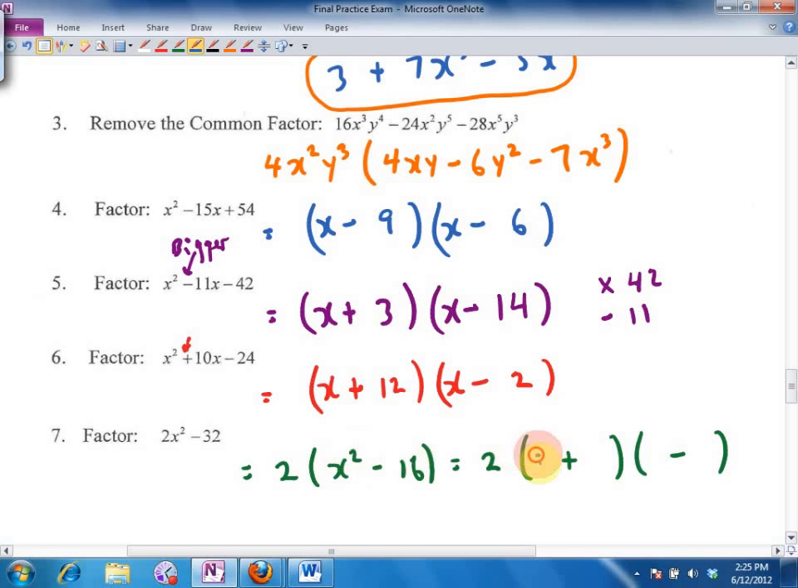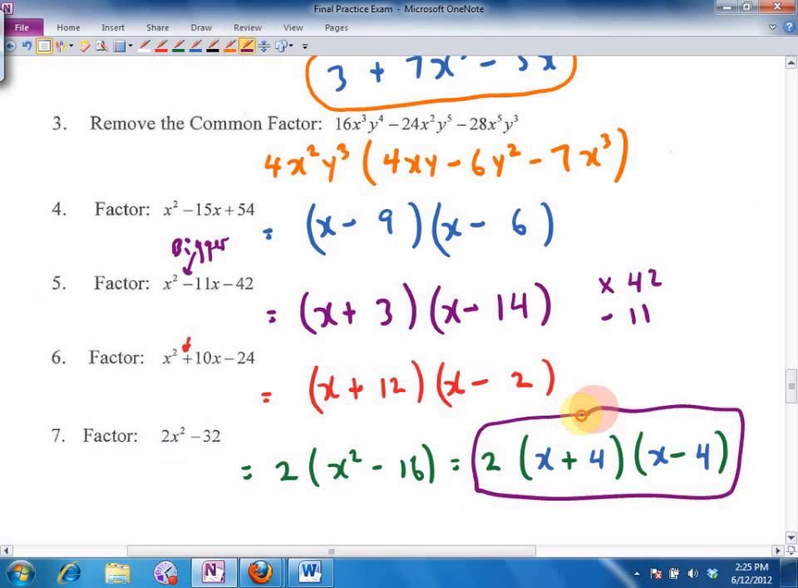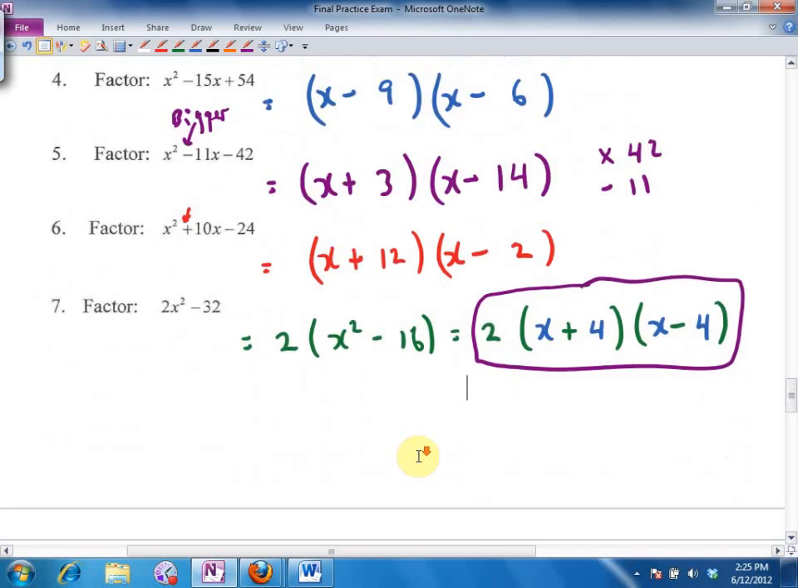So x times x is x squared. That's easy. What times what gives me 16? 4 times 4, not 8 times 2, because that'll give me a middle term. I want the middle terms to cancel out. This will give me a positive 4x and a negative 4x, which will cancel out. So that, my friends, is the final answer. Full marks for that. Part marks only for the first part.